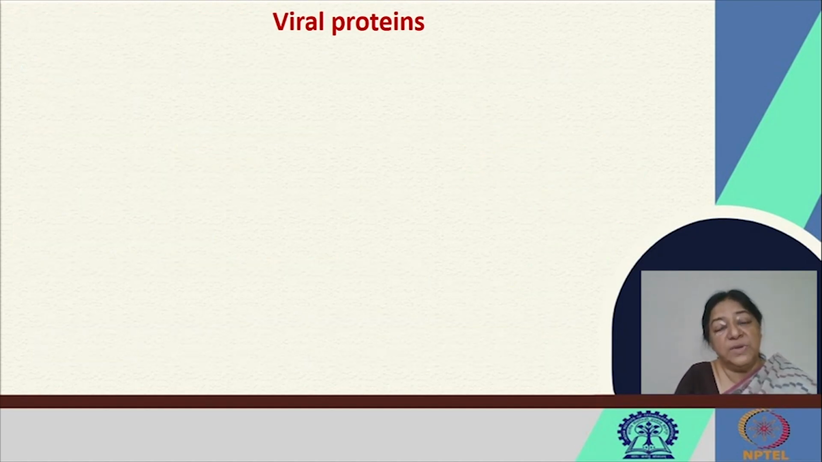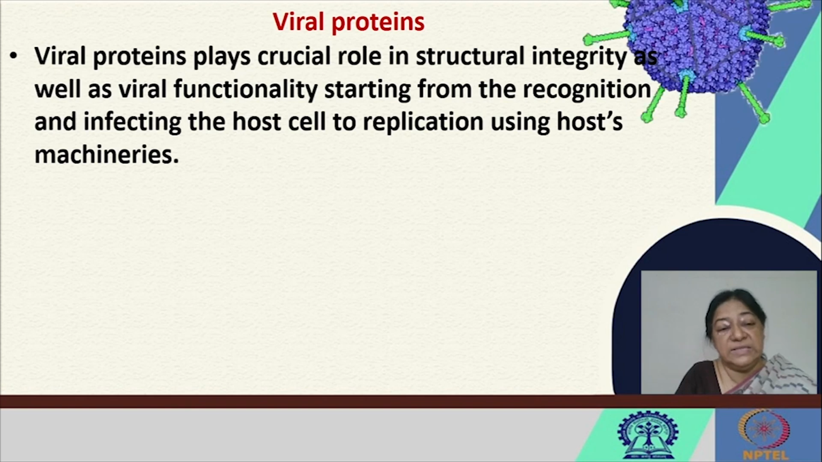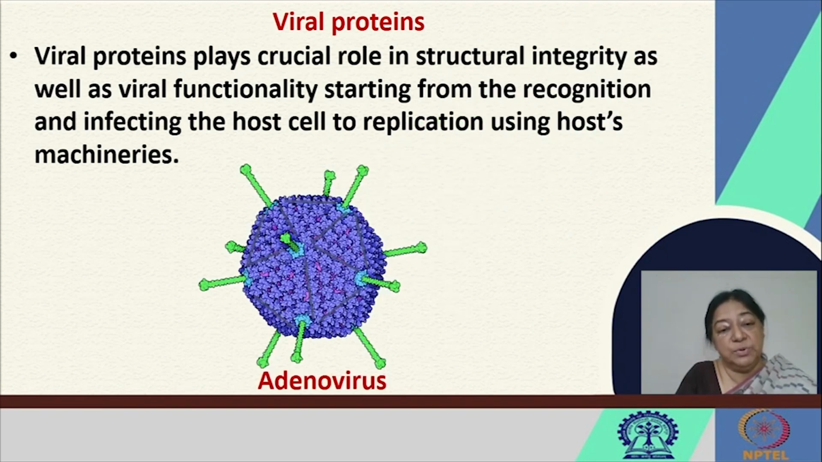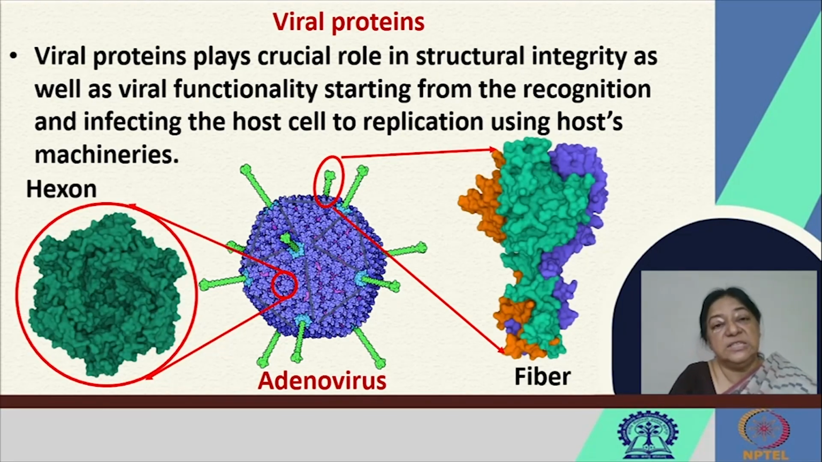In the viral proteins, we understood the importance of understanding the proteins because they play a very crucial role in the structural integrity as well as viral functionality, starting from the recognition and the infection of the host cell, where it takes over the machinery of the host into developing itself in the formation of these proteins. So we have the protein coat that has a fiber to it, and in this case, the specific types of proteins that form these viral proteins and an understanding of how they interact is extremely important.